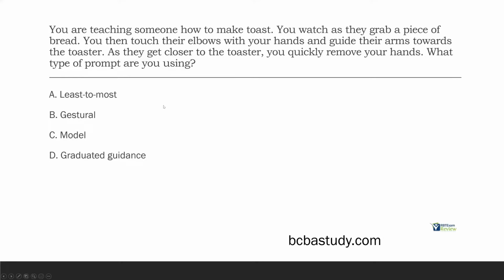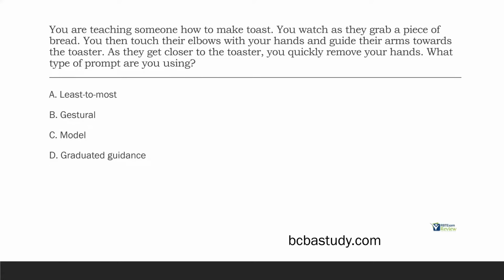B, gestural. Gestural is you demonstrating a portion of the desired behavior or a quick motion to indicate what you want. You're not gesturing, you're actually physically prompting this person. Modeling is engaging in the desired response to show the other person what you want done. So modeling this would be what? Well, you would actually grab the bread and put it in the toaster. You're not doing that. You're physically prompting them by touching their elbows and guiding them.